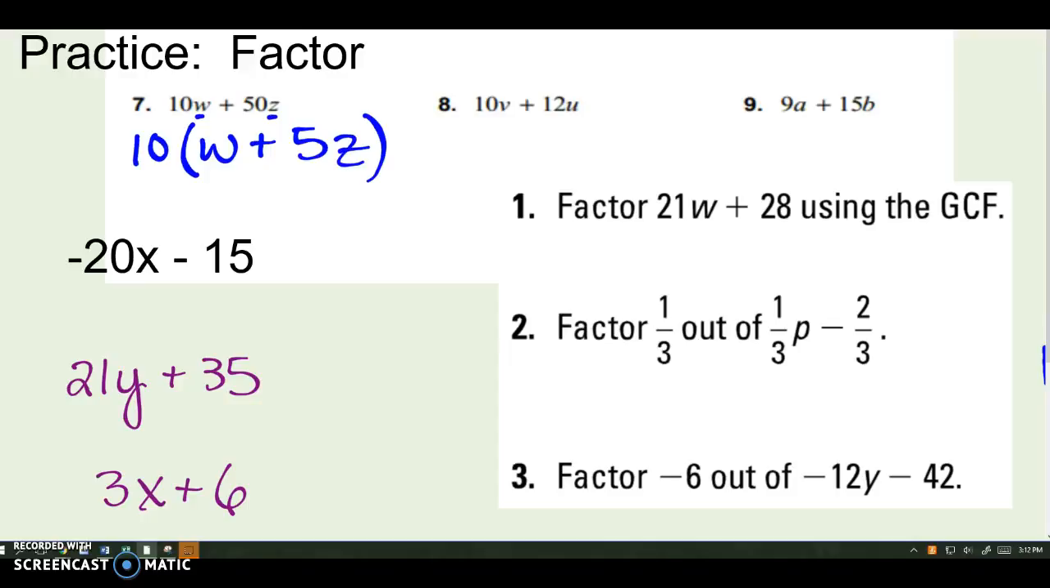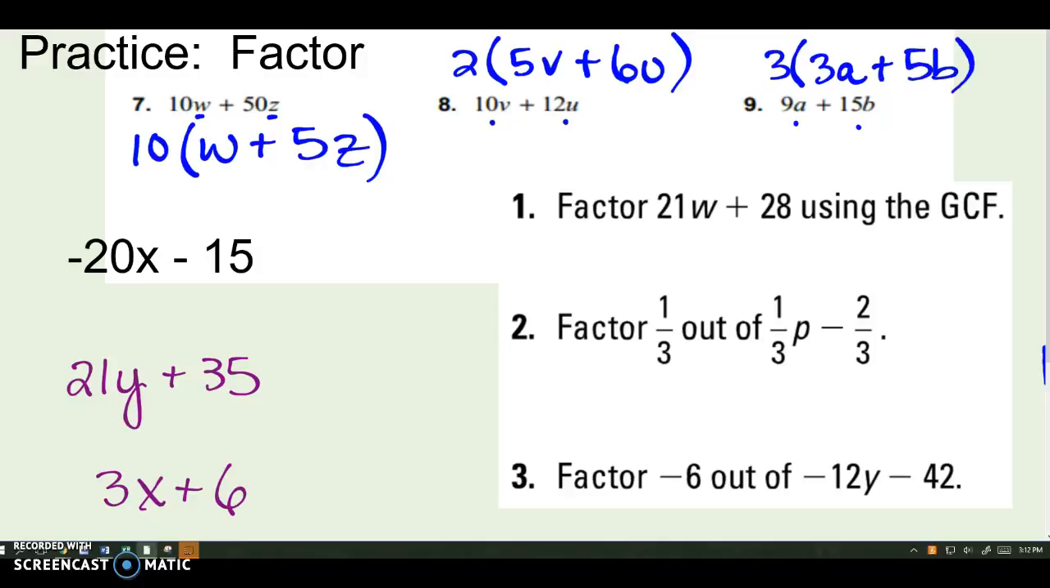In the next one, I can pull out a 2 as my common factor. So 10v divided by 2 would leave me with 5v, and 12u divided by 2 would leave me with 6u. That's cool. And the next one, 3? So if I pull out the 3 as my greatest common factor, 9a divided by 3 is 3a. And 15b divided by 3 is 5b. So even if the variables don't match, they just kind of hang along. They just tag along. You do them the same way.